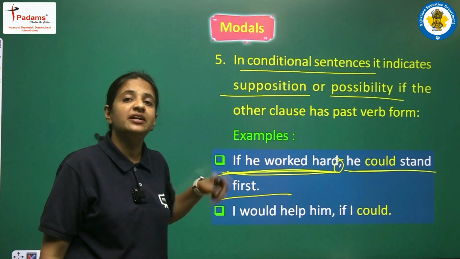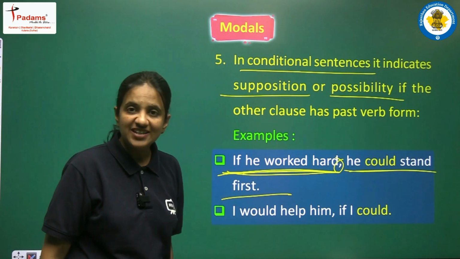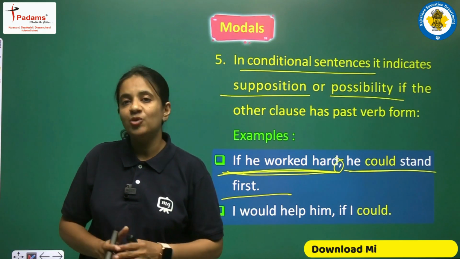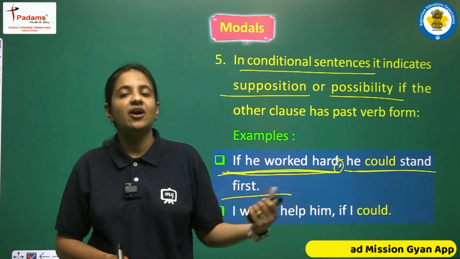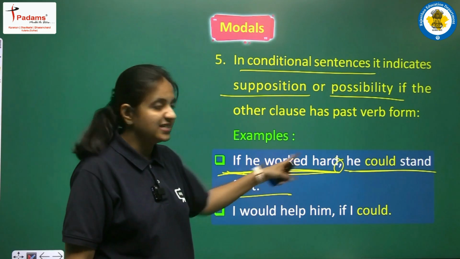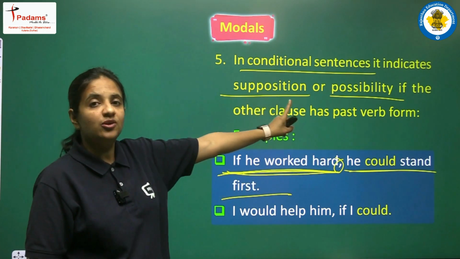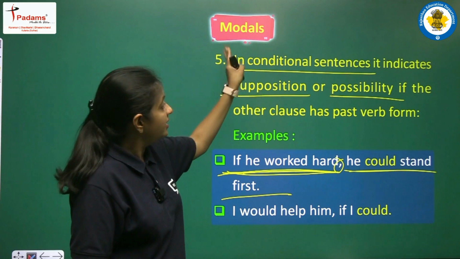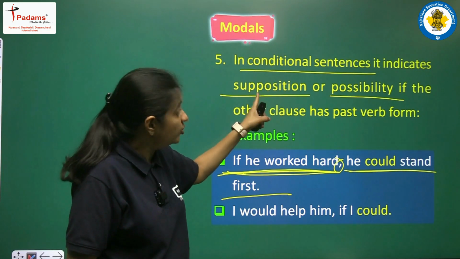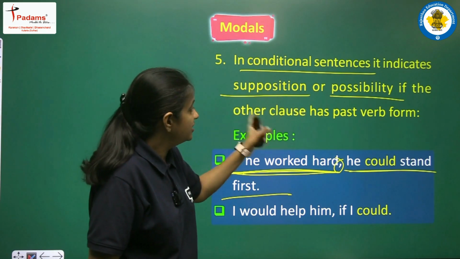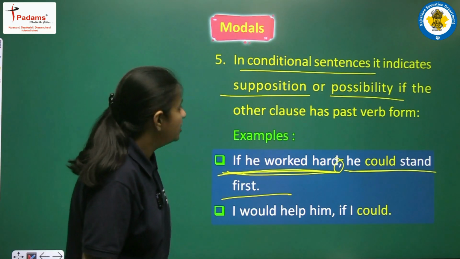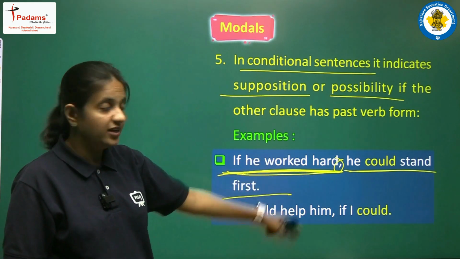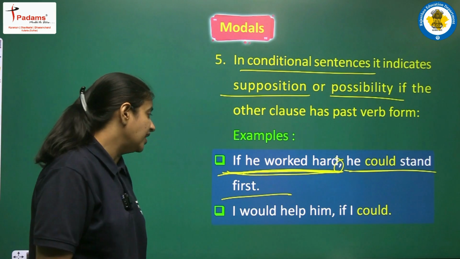I hope the term conditional sentence is clear to you all. A conditional sentence is a sentence in which we are having two different clauses. In one clause we are having some condition, and in the second clause we have some kind of result, like in this example. And now let's read the rule, or the use of could, one more time. In a conditional sentence it indicates supposition or possibility if the other clause has a past verb form. So yes, we are having a past verb here, right? If he worked hard, we can use could here and make the sentence: he could stand first.